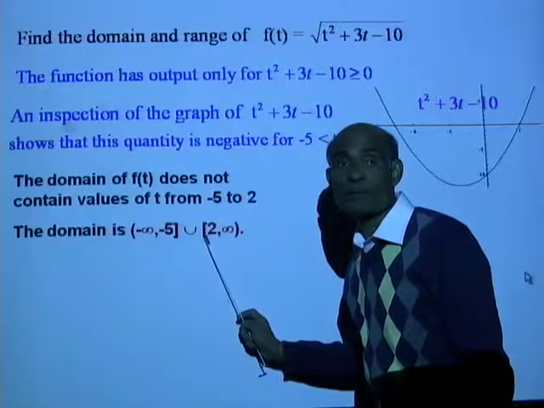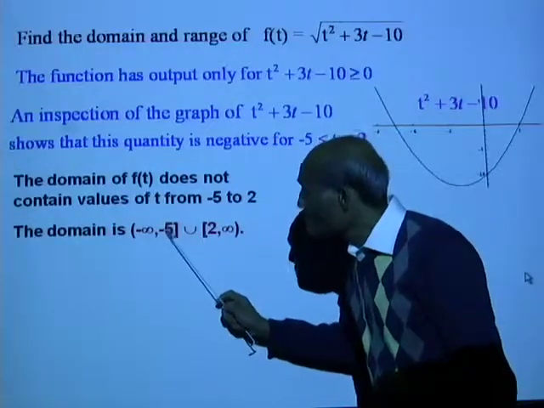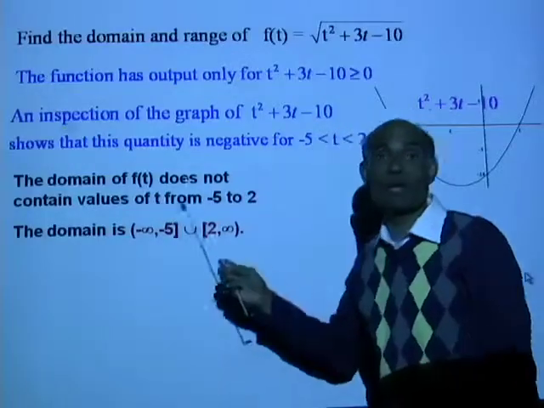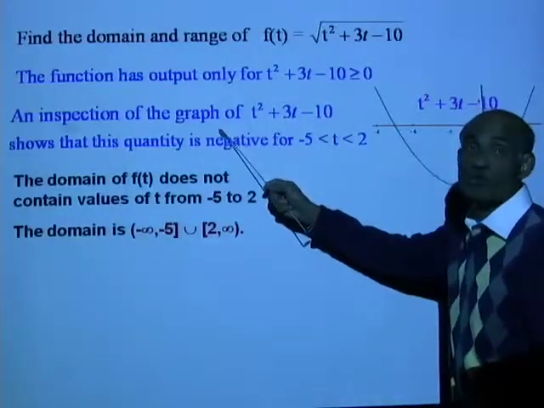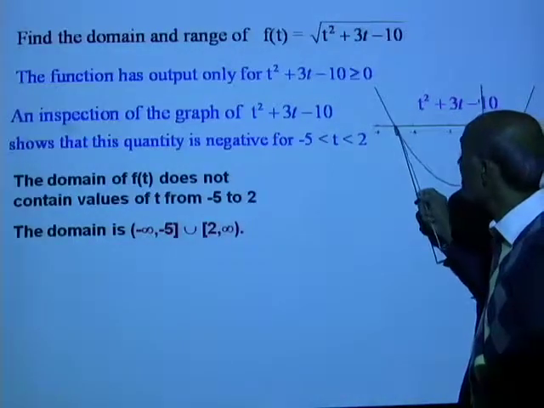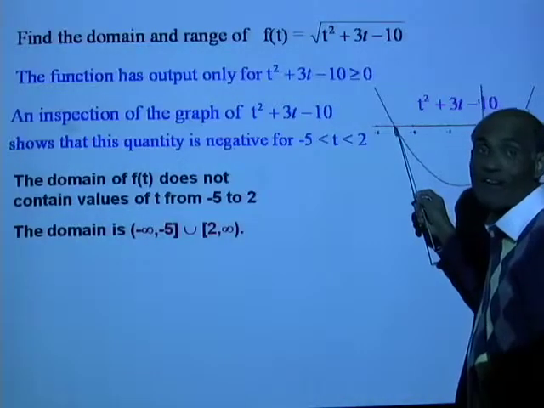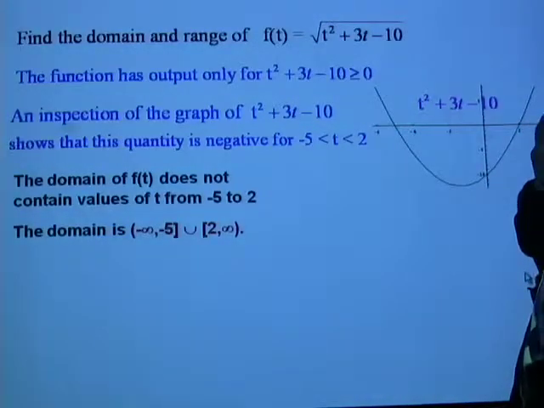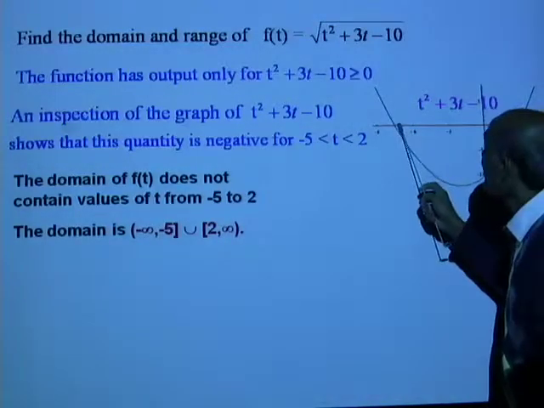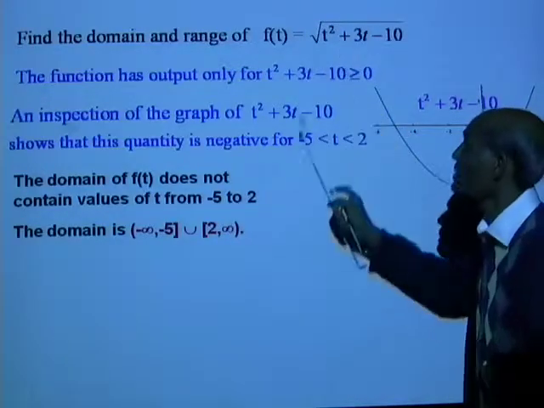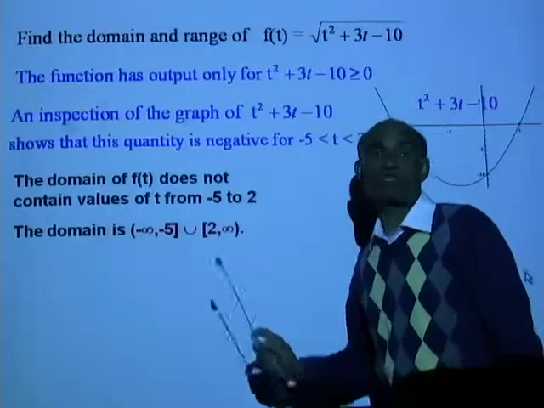What does that signify? It means -5 and +2 are included in the domain. You have domain values all the way from -infinity to -5, included, in the domain. And 2 to infinity, 2 included, are in the domain. But greater than -5 and less than 2 are not in the domain. That is what this means.